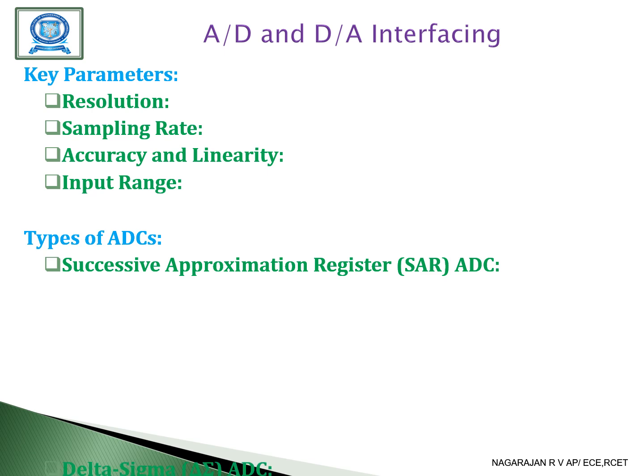And next type is a delta sigma ADC. Delta sigma ADC uses oversampling and noise shaping to achieve high resolution and accuracy. Delta sigma ADCs are used in high precision applications such as audio recording and instrumentation.